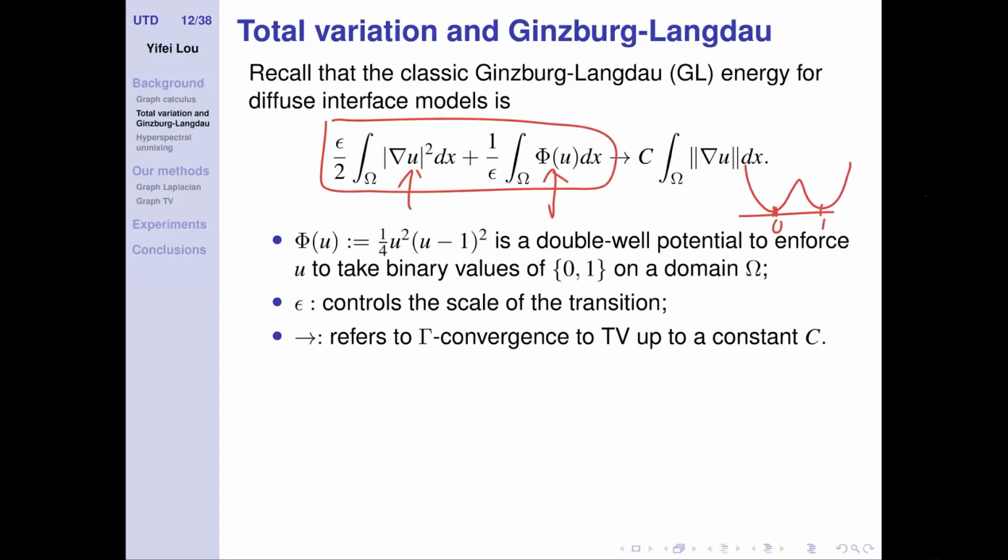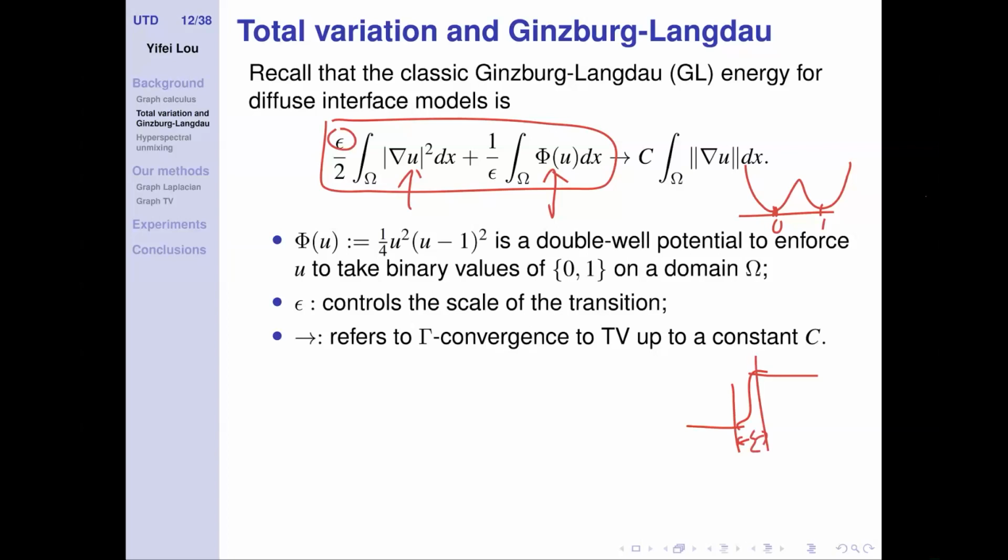And what does the first term help us with? The first term is like a smoothing factor. So I want my point to be 0 or 1, and between 0 and 1, I want to have a smooth connection going from 0 to 1. And epsilon just controls the scaling of the transition period. So epsilon controls how quickly you go from 0 to 1 or from 1 to 0.